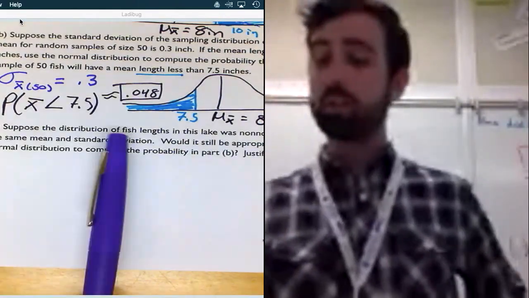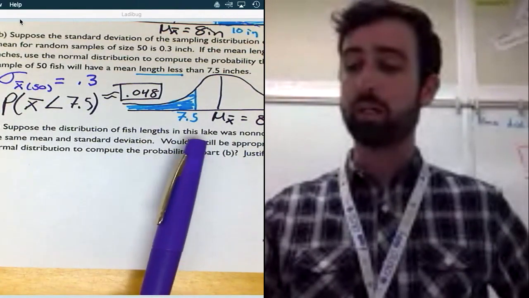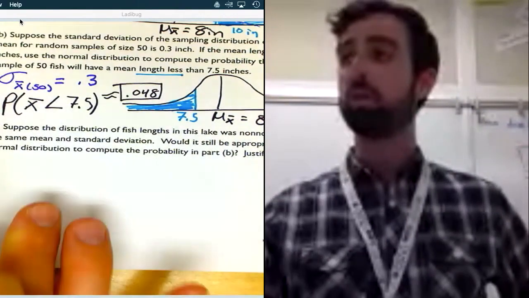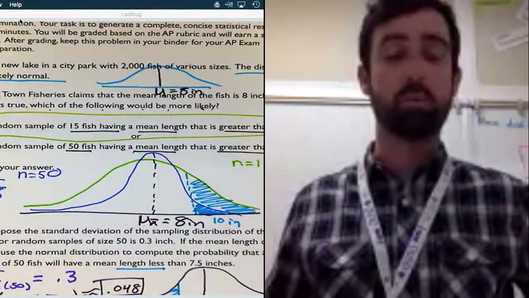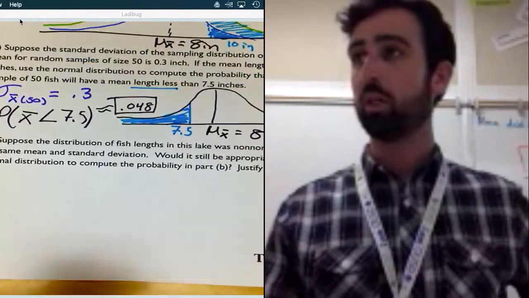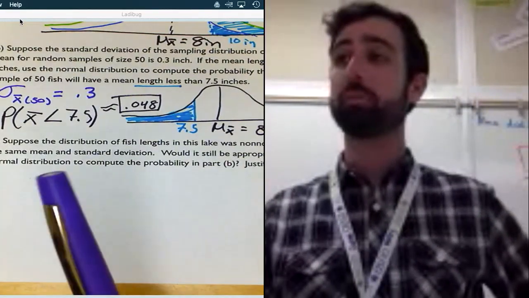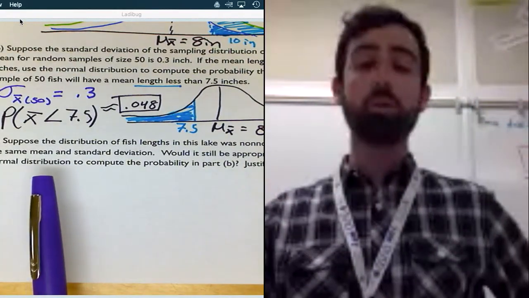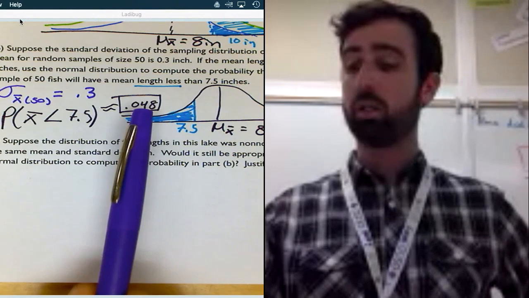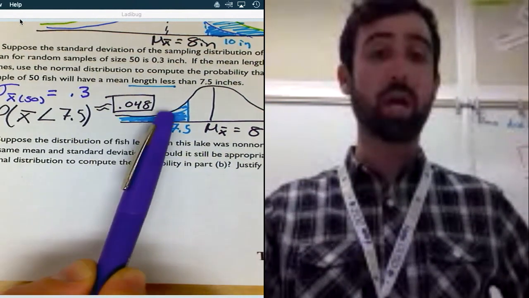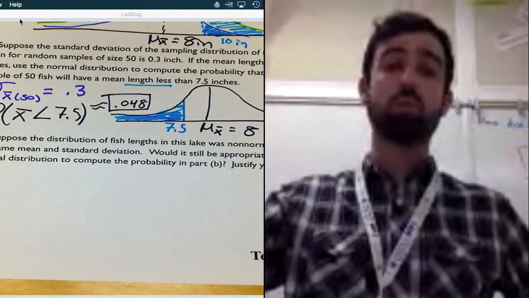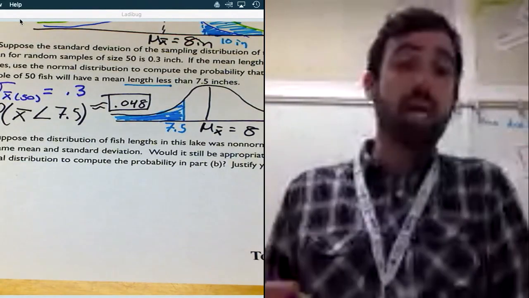So again, suppose the distribution of fish lengths in the lake was non-normal. So this that we had up here when it said it was normal, they're saying, hey, what if it's not normal? Would it still be appropriate to use the normal distribution to calculate the probability in part B? So would it still be okay to do this if our population was not normal? The answer is yes.